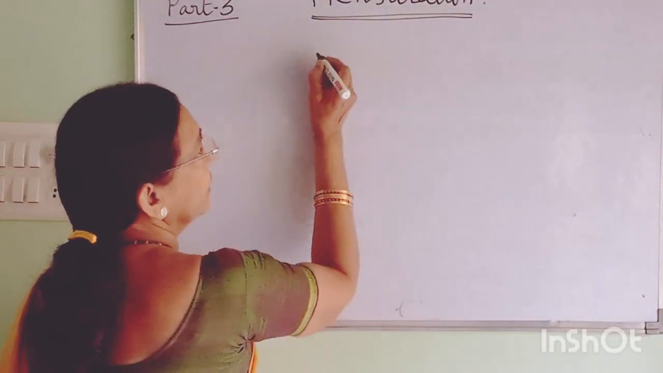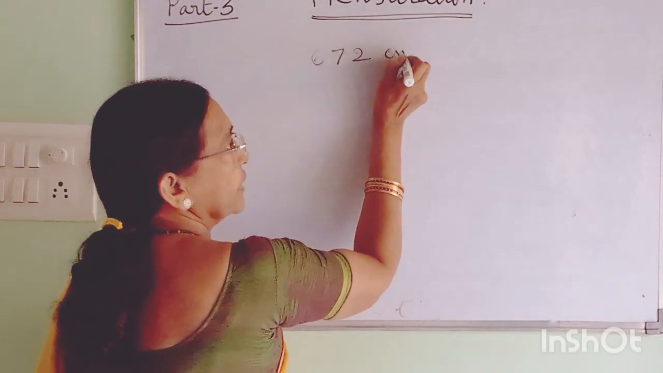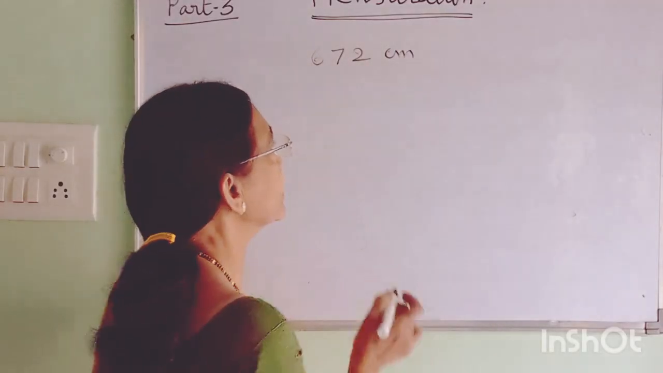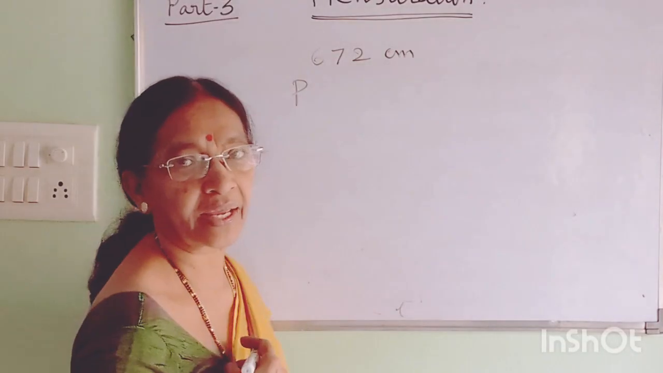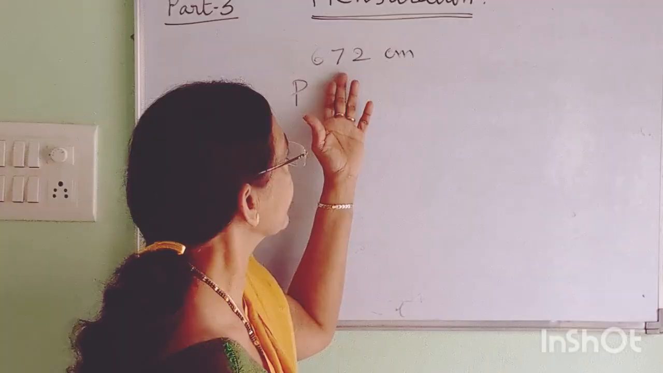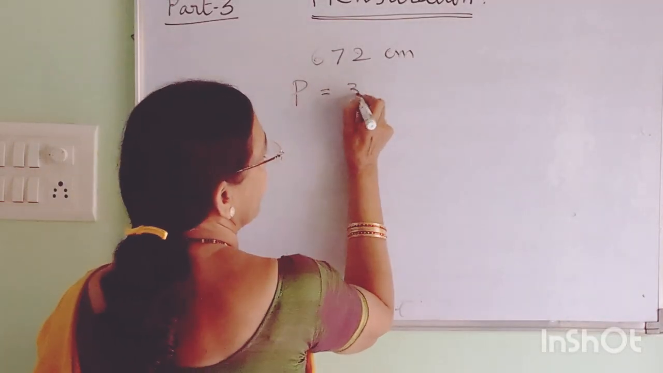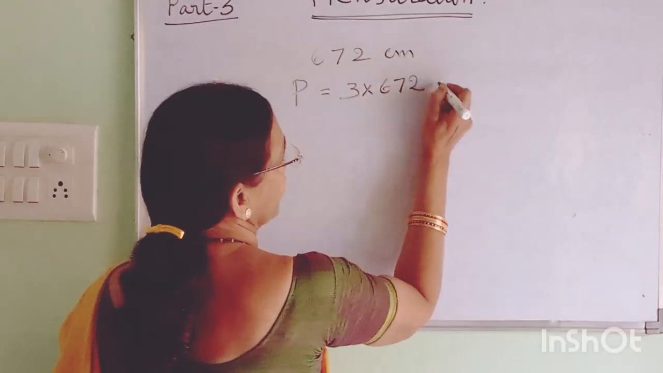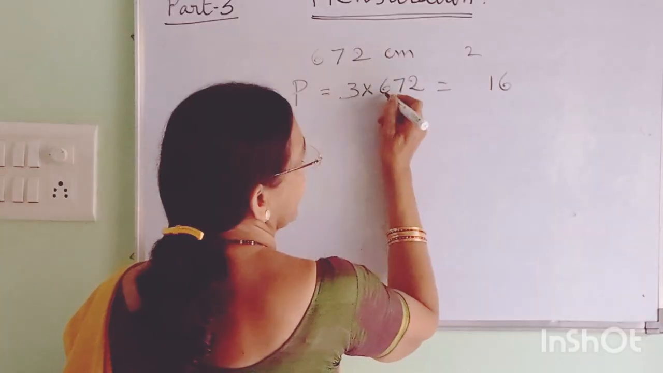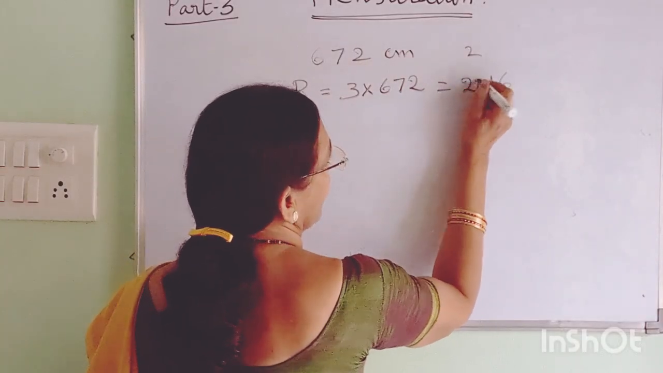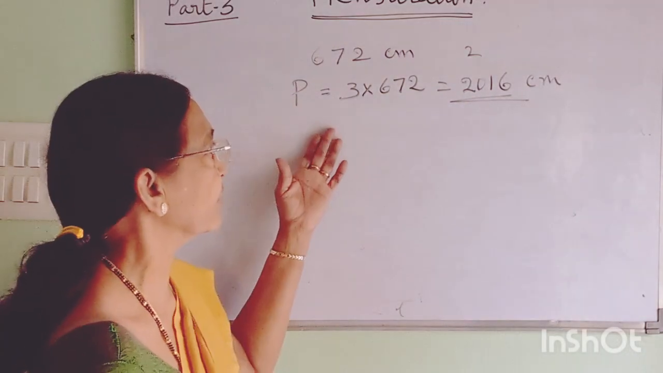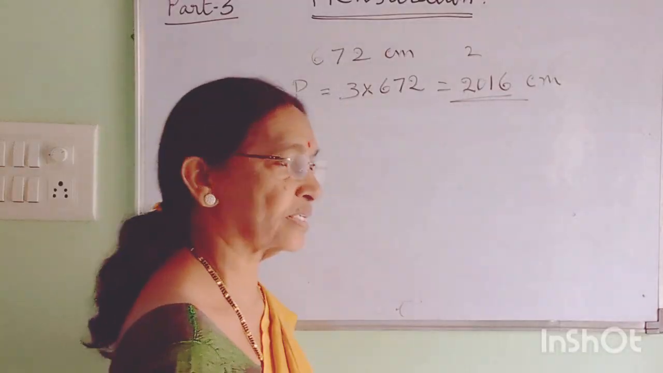If the side of an equilateral triangle is 672 centimeters, what is the perimeter of that triangle? So equilateral triangle, therefore 3 sides are equal. Each side is 672 centimeters. Therefore its perimeter is 3 times 672. That is equal to 2016: 3 twos are 6, 3 sevens are 21, 3 sixes are 18 plus 2, 20. As each side is in centimeters, perimeter is also in centimeters. So the perimeter of that triangle is 2016 centimeters.